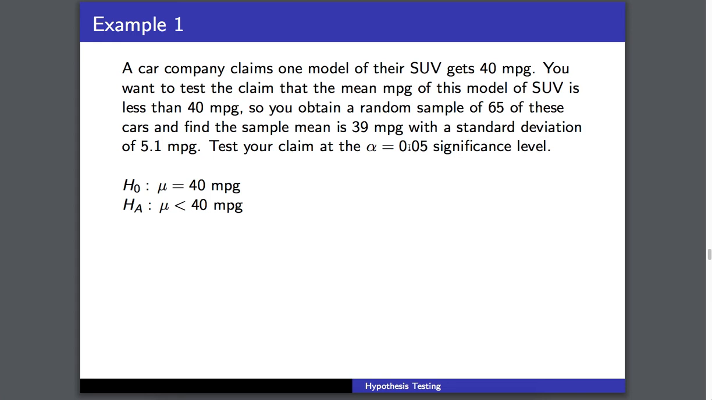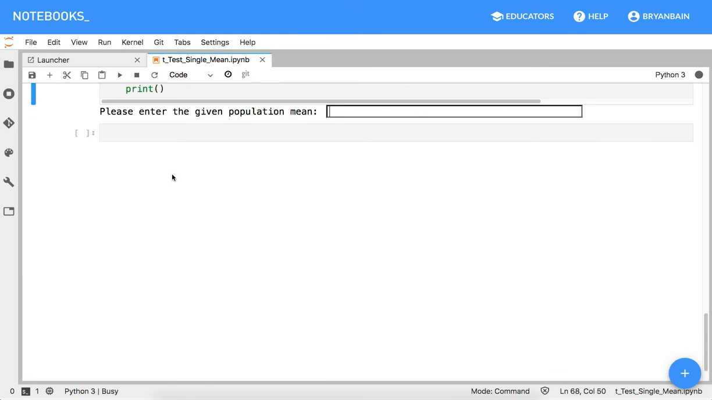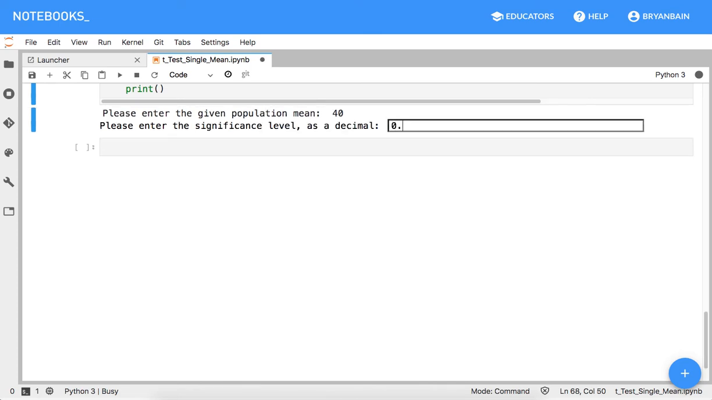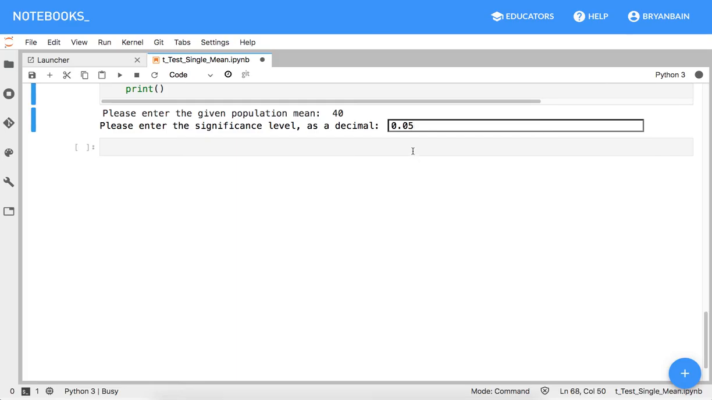So let's go ahead and run these through. I'm going to link the code to the program in the description, so if you want to use that, otherwise use whatever it is you've been using up to this point to answer the questions we've talked about in this course. All right, so I'm going to run the imports here, and then once I run this, it's going to bring me to enter the given population mean. So the population mean we're saying is 40, and the significance level is 5%, I believe. Yeah, 5%, 0.05 as a decimal.